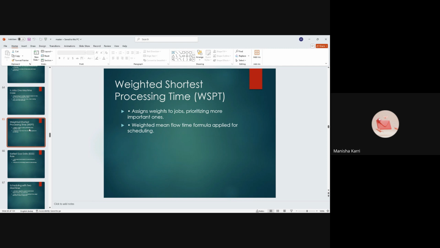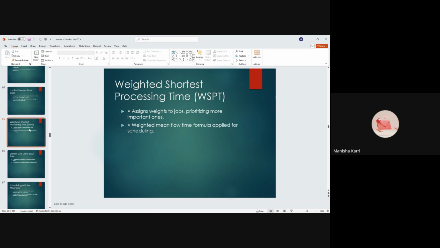So next one is weighted shortest processing time, WSPT. It is a scheduling method that extends the shortest processing time rule by assigning weights to the jobs. These weights represent the importance or priority of each job. The purpose of WSPT is that this approach helps to prioritize jobs that are more important, even if they have longer processing times, ensuring that higher priority jobs receive attention sooner.